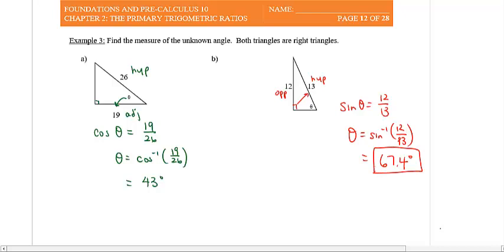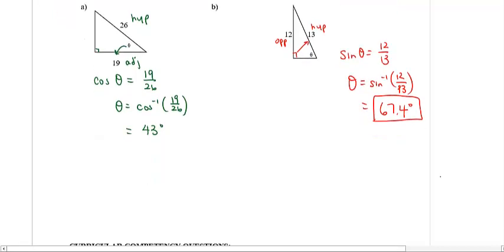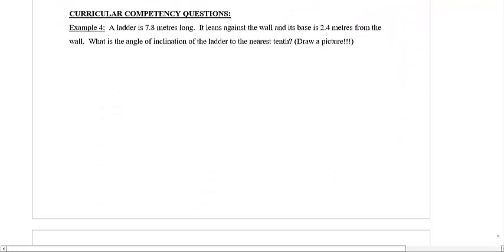Okay? Happy? Good. Let's do some competency questions this time, okay? So I'll let you read it yourself, but I always like to draw a picture. And so once you've read it, draw a picture and double check your answer with me.